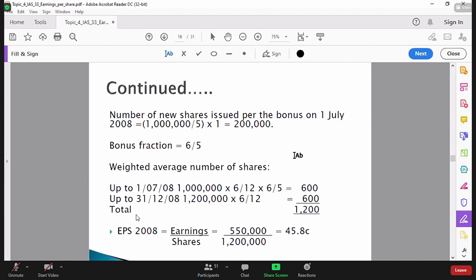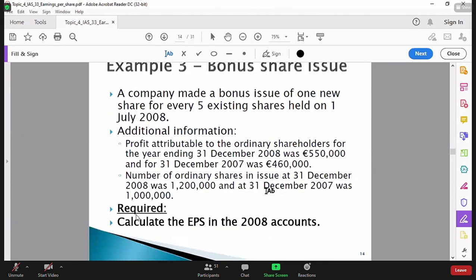Madam, yes, the 600,000 fraction. How do we know the existing is 5? Because they told us the 5 times? No. The existing is 5 because of this one. 5 for every, the fraction comes from here. For every 5 existing shares held, they get 1 new share, bonus issue. Oh, that's why. So for 2007 we take 5, yes.